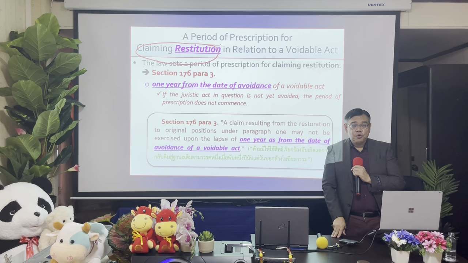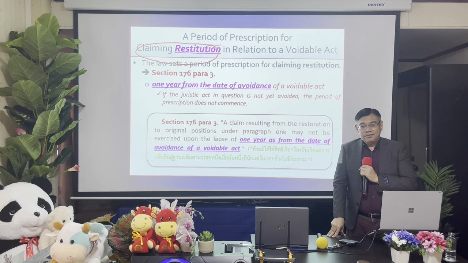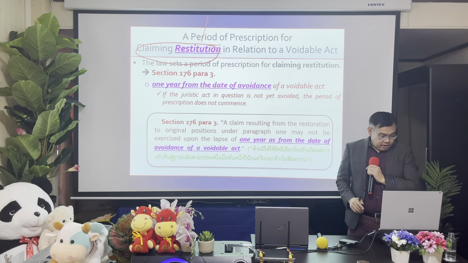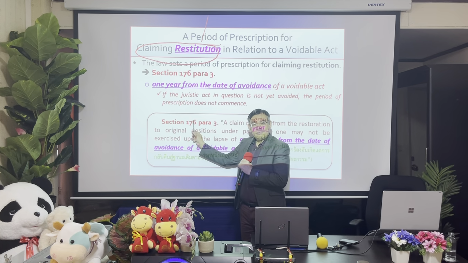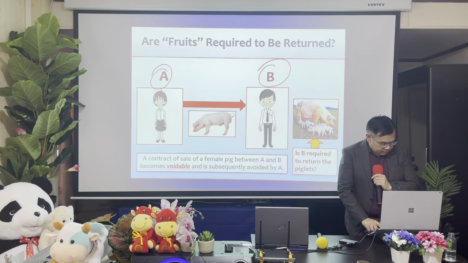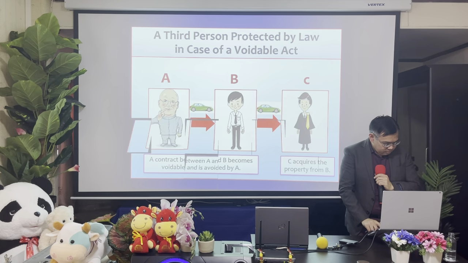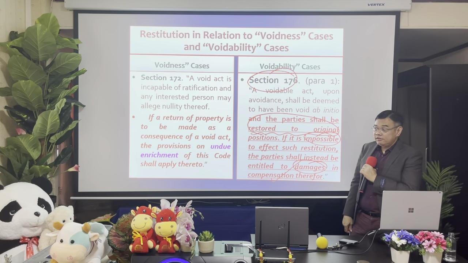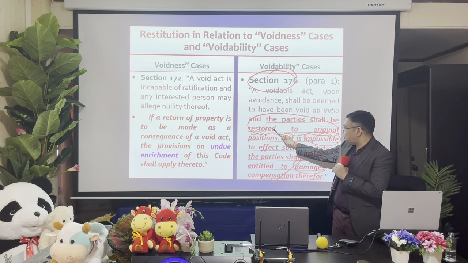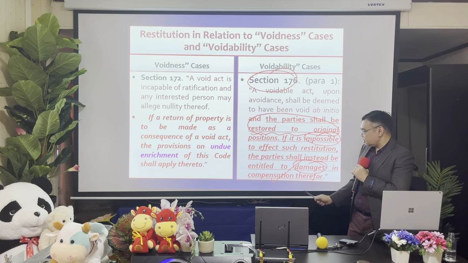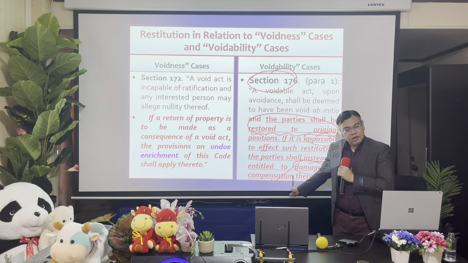Remember, when a juristic act becomes voidable, when it is avoided, one of the consequences is the restitution. Consider section 176 again. Remember, we have seen section 176 paragraph 1 with respect to restitution. According to 176 paragraph 1, upon avoidance, the parties shall be restored to original positions. But if the restitution is impossible, then the law says the party shall instead be entitled to damages in compensation therefor. So this is the restitution effect.